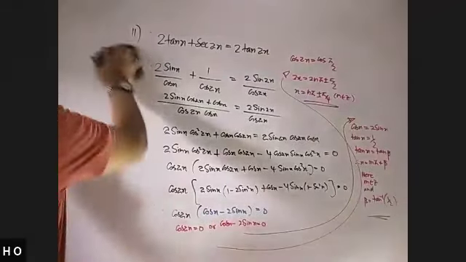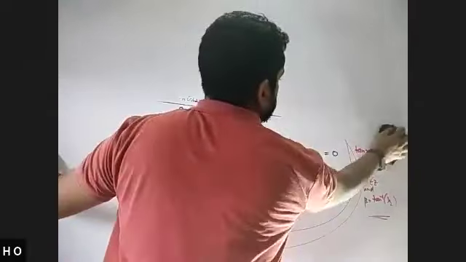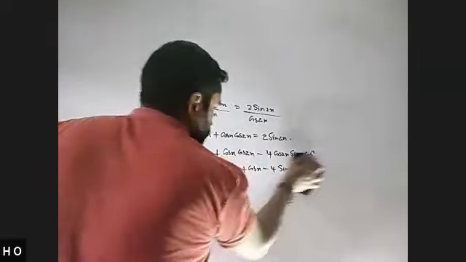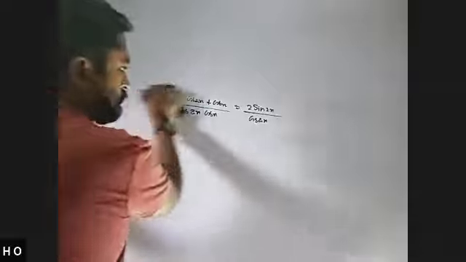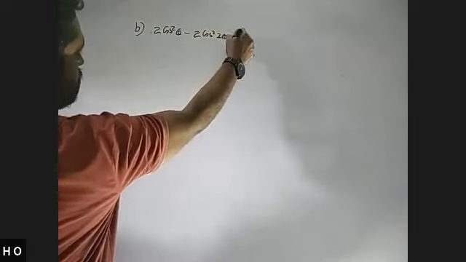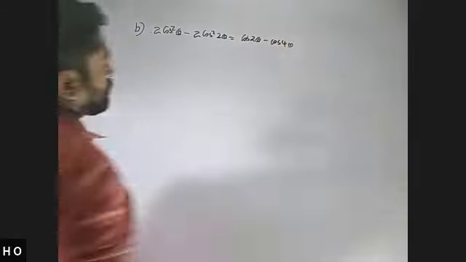All right. So we are moving to part B. Part B. Prove that 2 cos square theta minus 2 cos square 2 theta is cos 2 theta minus cos 4 theta. 2 cos square theta minus 2 cos square 2 theta is cos 2 theta minus cos 4 theta.